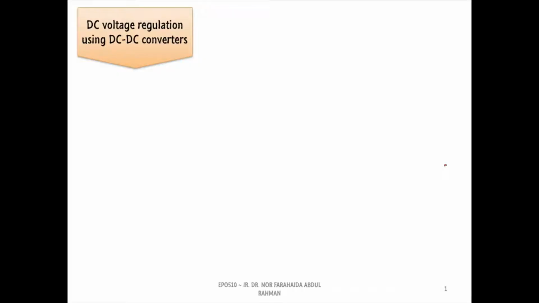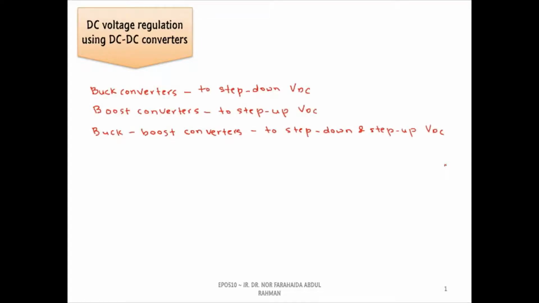Assalamualaikum and selamat sejahtera. In this video, we will discuss DC voltage regulation using DC-DC converters, also known as DC-DC choppers. There are three types of DC converters: buck converters to step down the input DC voltage, boost converters to step up the voltage, and buck-boost converters to perform step down and step up functions.